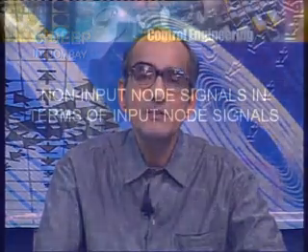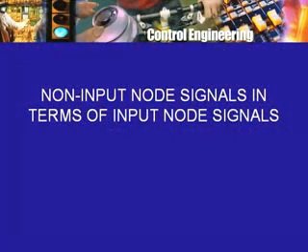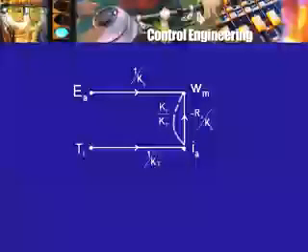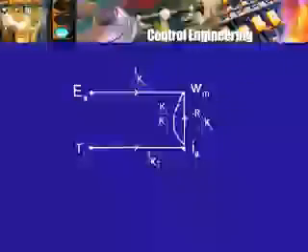Now what the rule says, or the rule enables you to write down, is the following. To start with, the rule tells you that you can obtain an expression for node signals which do not correspond to input nodes in terms of the input node signals. That is, you can write down expressions for each one of the non-input nodes in terms of the input node signals. So for example, omega m and Ia are the non-input node signals, Ea and Tl are the input node signals. So I can write expressions for each one of these non-input node signals in terms of the input node signals. And what do I mean by write in terms of?